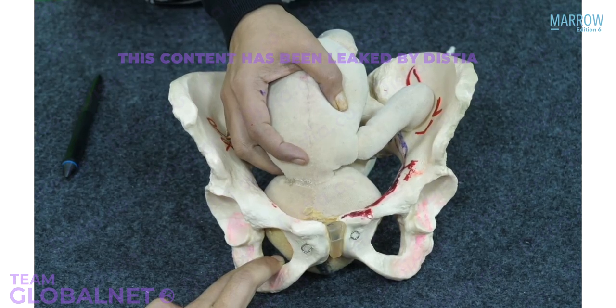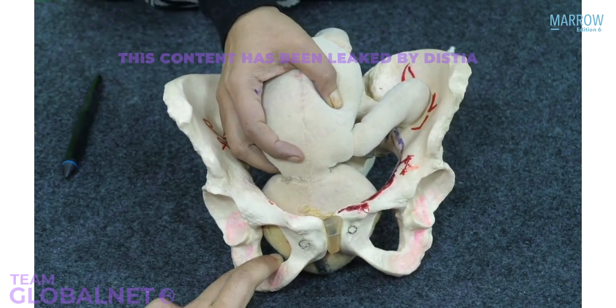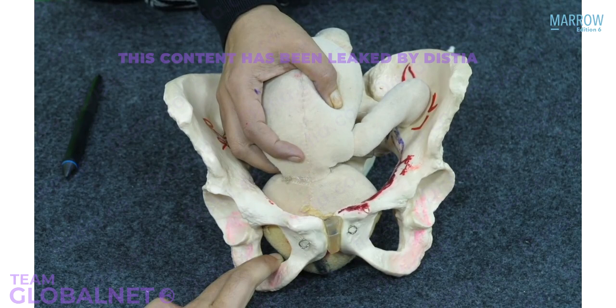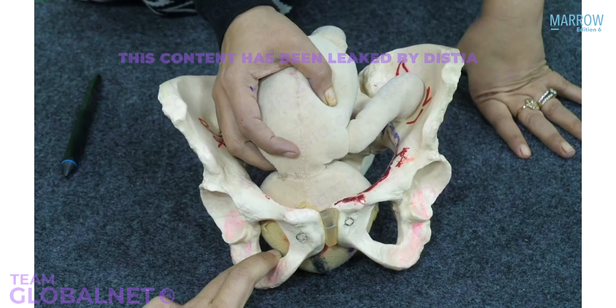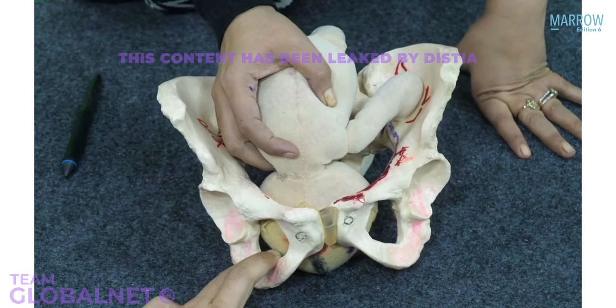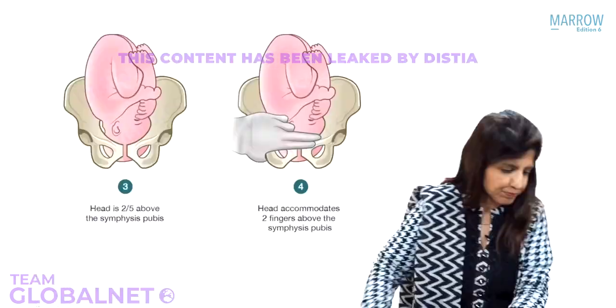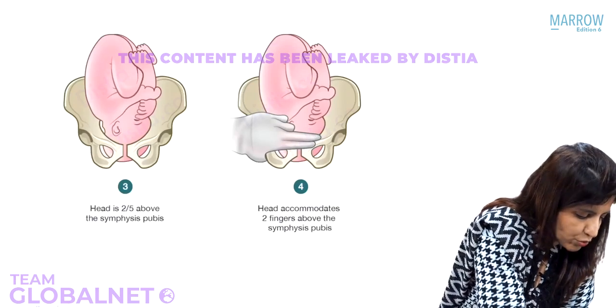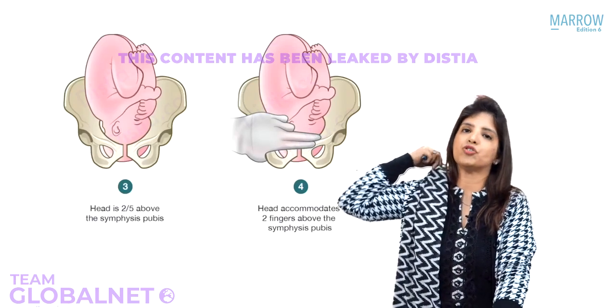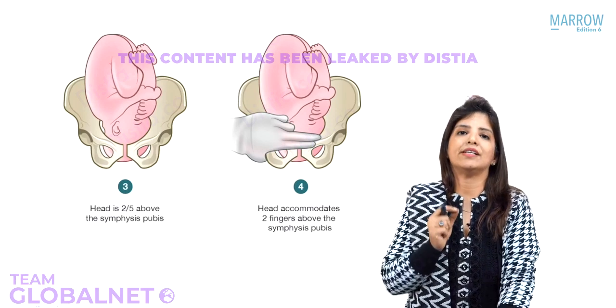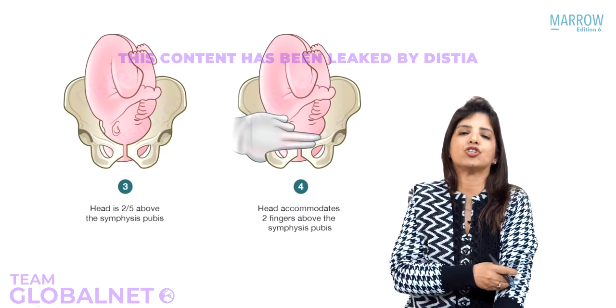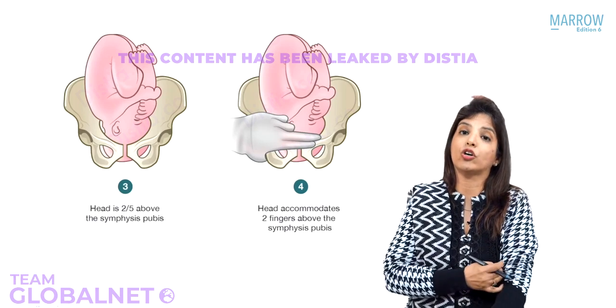So when 2/5th is palpable or less than 2/5th is palpable per abdominally, then you say that the head of the fetus is engaged. Have you understood? Right? Okay. Now, if you have understood this, I want all of you to look at the image which is there on your screens and tell me whether the head is engaged. By looking at the image, tell me whether the head is engaged or not.